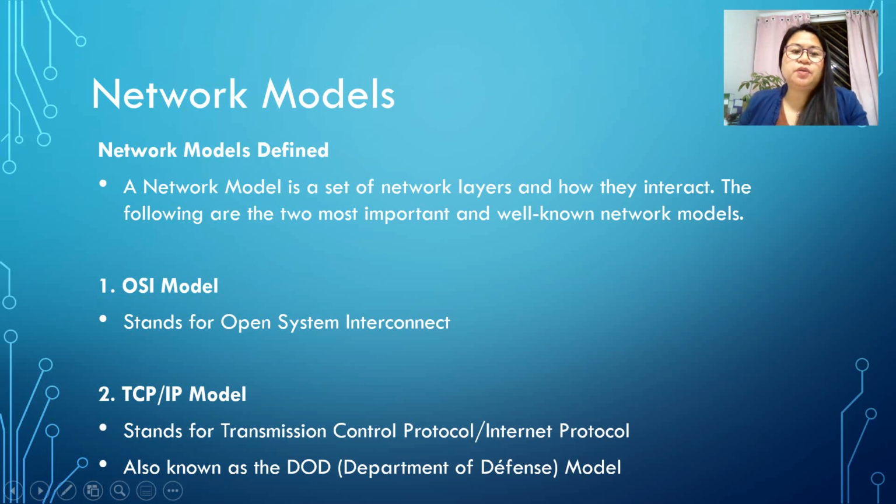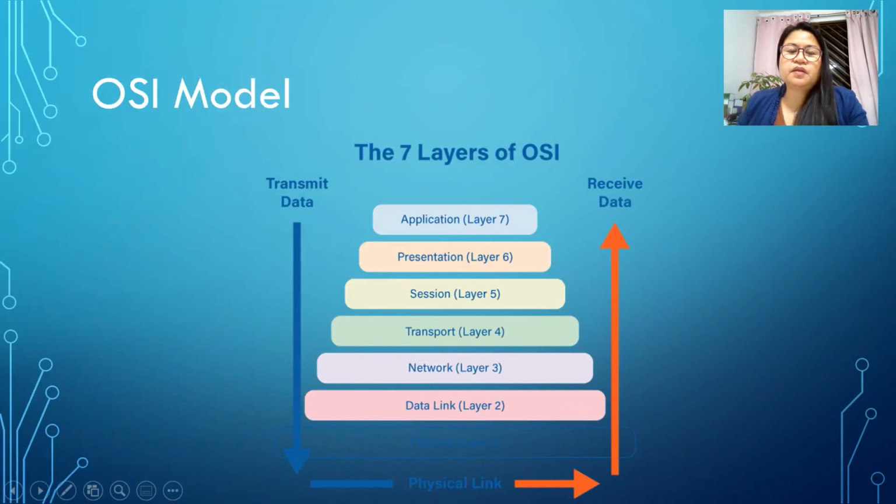We have the OSI model, which stands for Open System Interconnect, and the second one is the TCP/IP model. It stands for Transmission Control Protocol/Internet Protocol. This is also known as the DoD or Department of Defense model. We can see here the 7 layers of OSI and how the data is transmitted and how the data is received. So we'll study each layer.